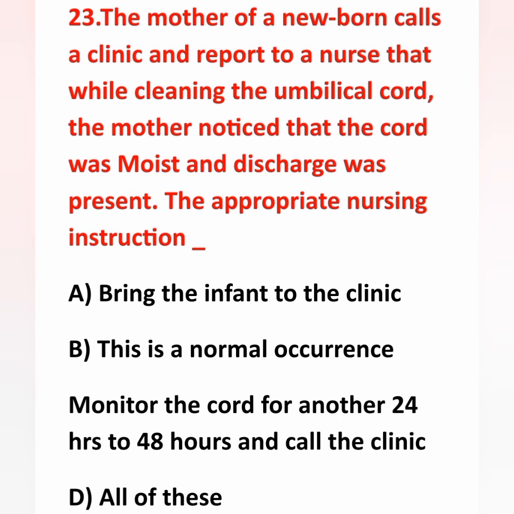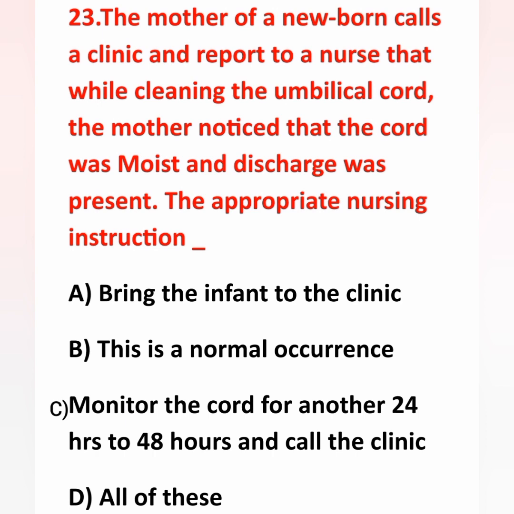The next question, the mother of a newborn calls a clinic and reports to a nurse that while cleaning the umbilical cord, the mother noticed that the cord was moist and discharge was present. The appropriate nursing instruction is. Options are option A, bring the infant to the clinic. Option B, this is a normal occurrence. Option C, monitor the cord for another 24 to 48 hours and call the clinic. And option D, all of these.